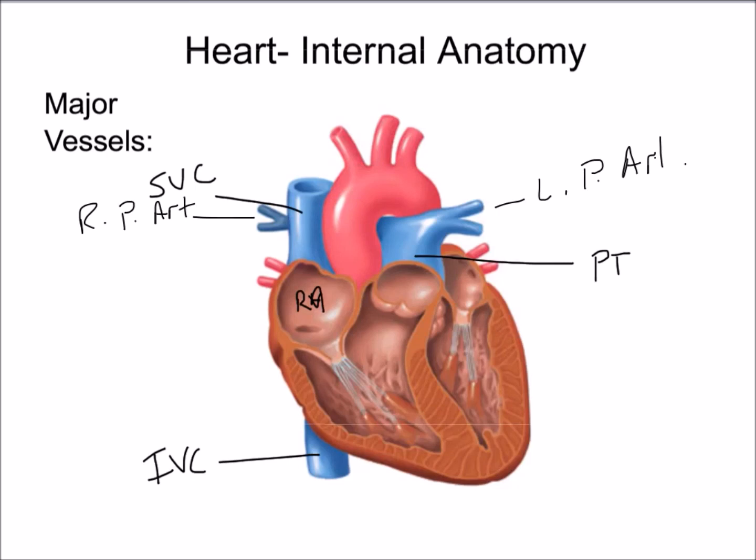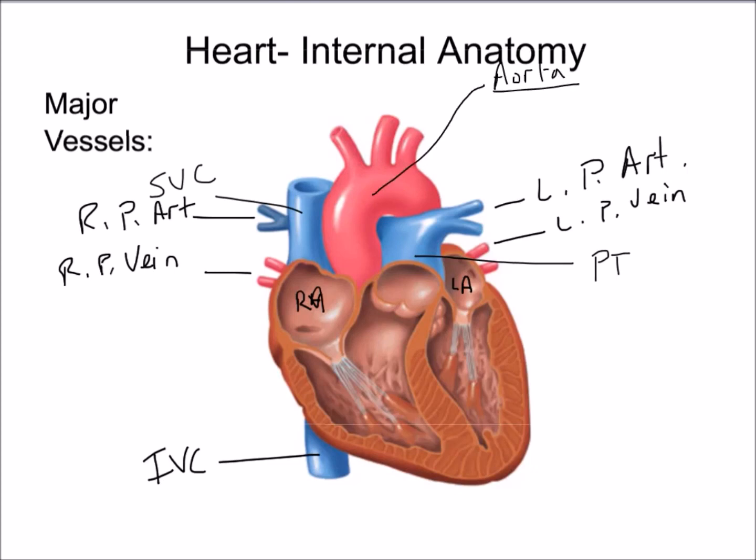Oxygen-rich blood from the lungs returns back to the heart through these vessels here. One is called the left pulmonary vein, and the other one is the right pulmonary vein. Both pulmonary veins dump their oxygen-rich blood into the left atrium. So finally, the last major blood vessel that carries oxygen-rich blood is this vessel here. This is called the aorta.